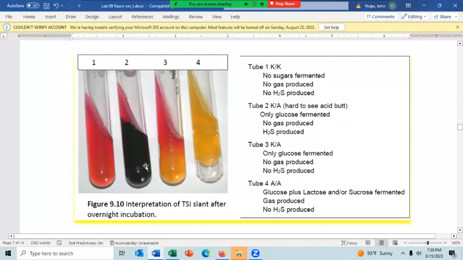So this is a complicated test. There are many things going on at one time, and the test is looking at a number of things. It's looking at the color in the slant, the color in the butt, the production of gas, and the production of hydrogen sulfide.